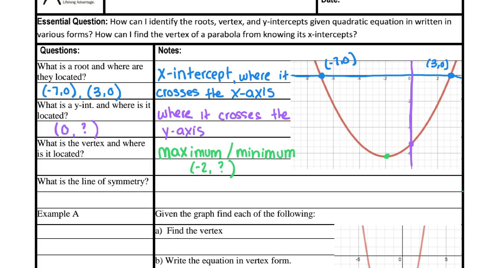And what is the line of symmetry? The line of symmetry is this invisible line that would cut that parabola in half. The equation of the line is always x equals your h value. And remember, the h value is the x value of your vertex. So really our equation would be x equals -2.